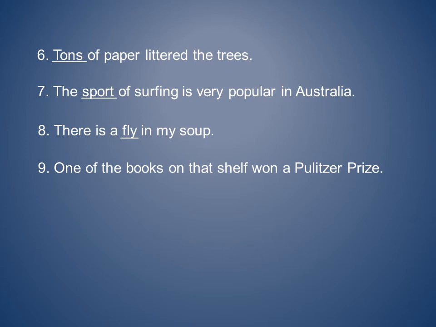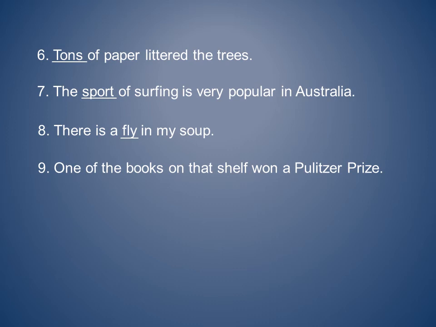How about this one? Number 9. This one always trips up my kids in school. One of the books on that shelf won a Pulitzer Prize. Sounds maybe a little bit like that one that I tried to trick you with before, but it's not. There's just one verb here, and it's an action verb. The verb is won. Something won a Pulitzer Prize. A book won a Pulitzer Prize, right?